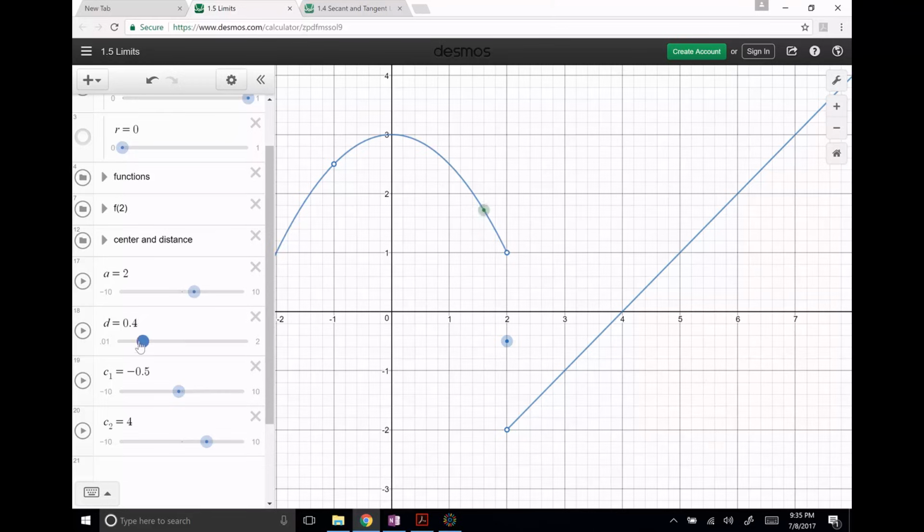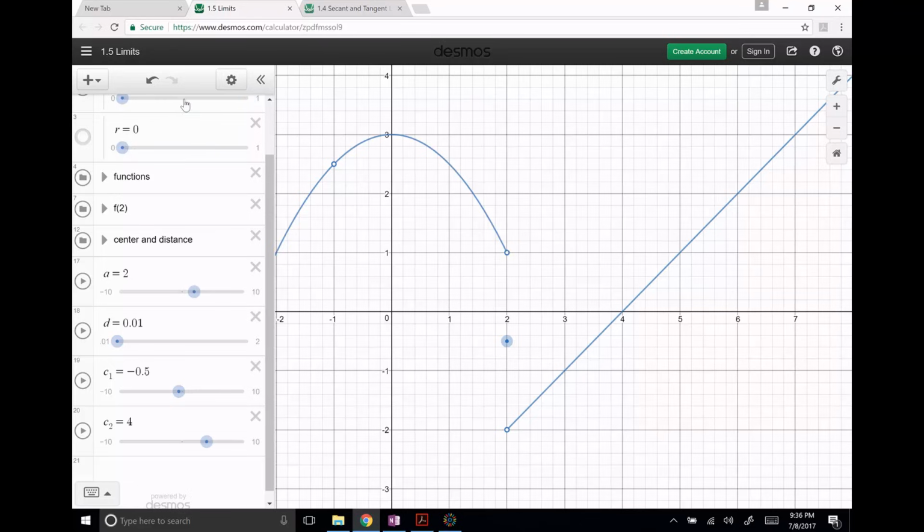I wanted to play with distance. There we go. So we're getting closer and closer to the value 2. And notice that if we're approaching from the left, it seems like the height here is getting closer and closer to 1. So we'd say the left-hand limit is 1 in this case.